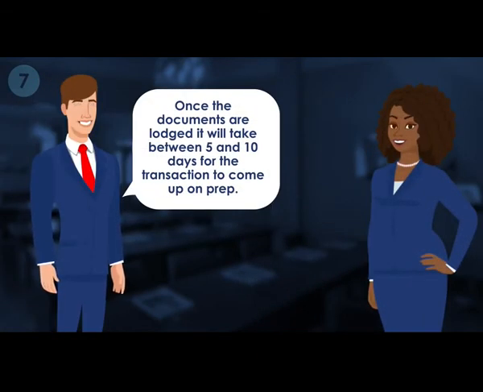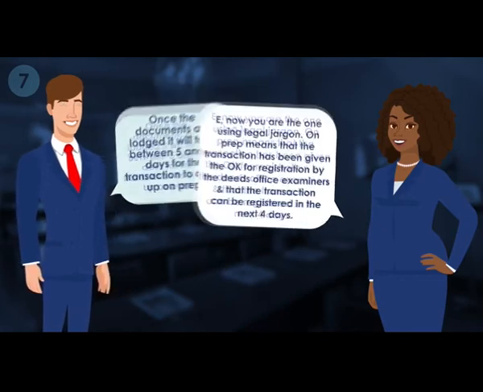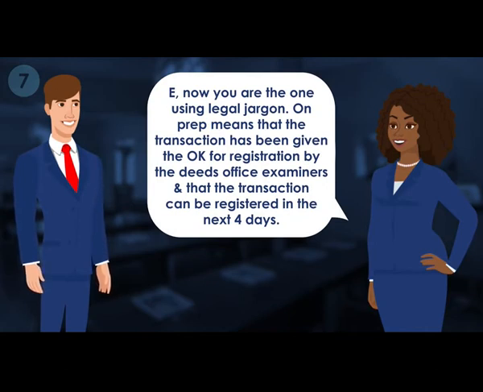Once the documents are lodged, it will take between 5 to 10 days for the transaction to come up on prep. E. Now you are the one using legal jargon. On prep means that the transaction has been given the OK for registration by the deeds office examiners and that the transaction can be registered in the next 4 days.